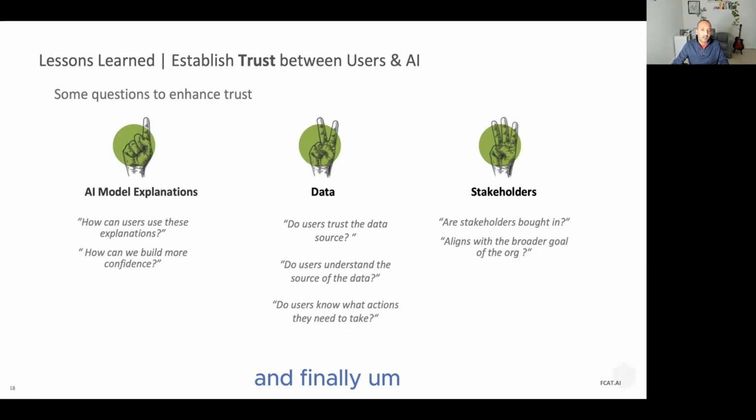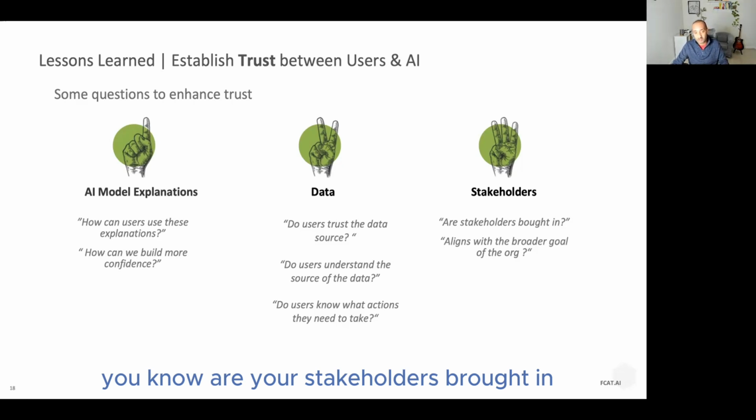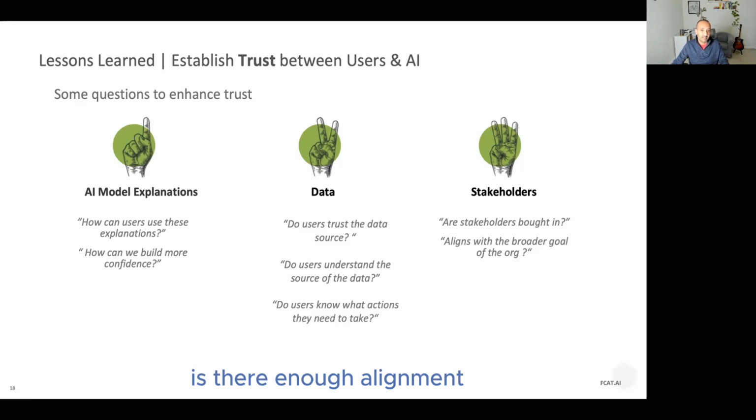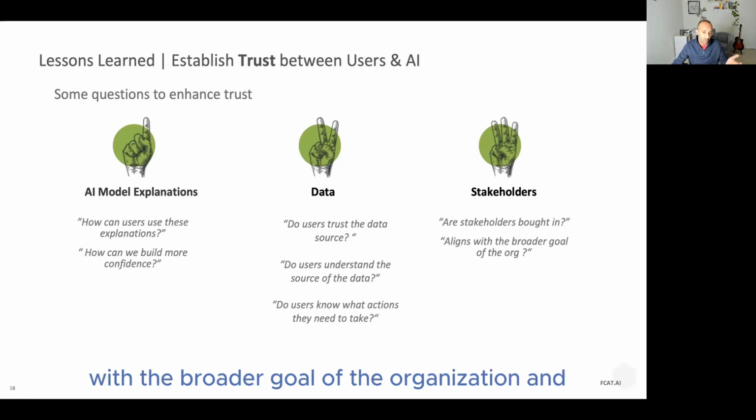And finally, when it comes to stakeholders, it's always important to understand, are your stakeholders brought in? Because if your stakeholders are brought in, they can drive some of that utilization. And in order to do that, always try and ask yourself, is there enough alignment with the broader goal of the organization and what the stakeholders want?